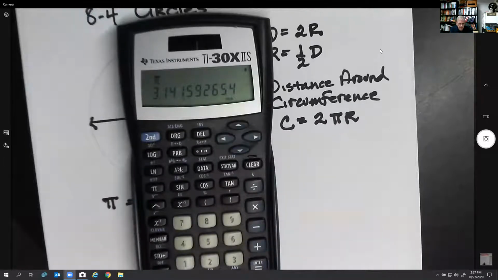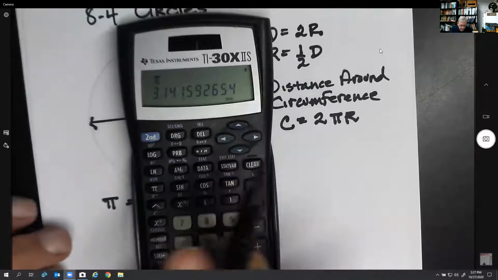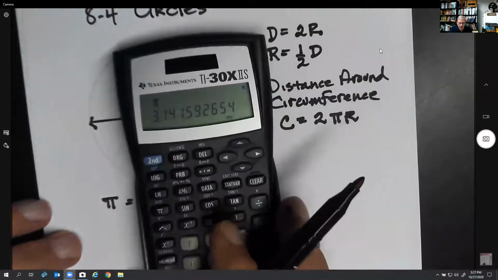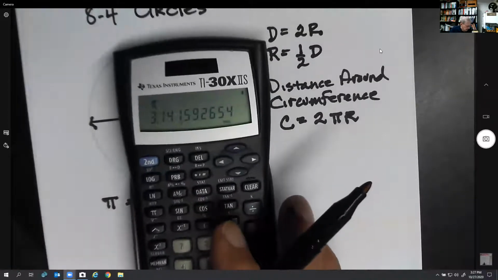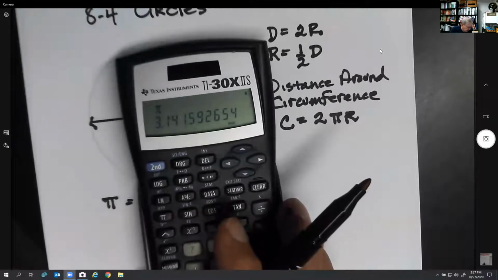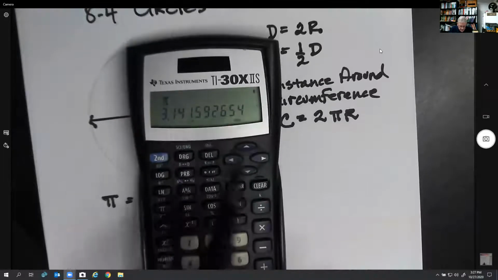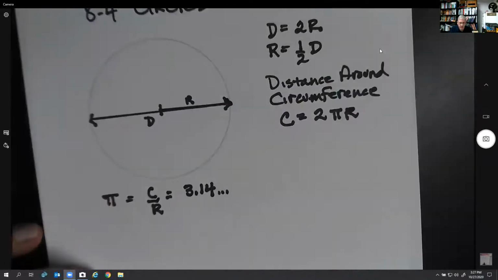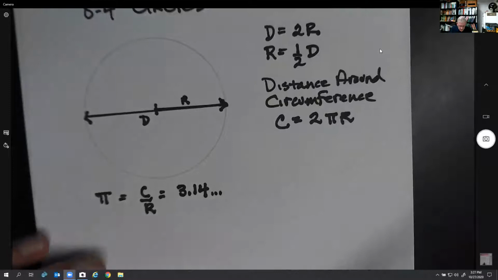Sometimes people remember pi to like 100 decimal places or whatever. But for the most part, we usually use it as 3.14. Or they might give you a value to use. So this is a more exact value, but 3.14 is usually sufficient.